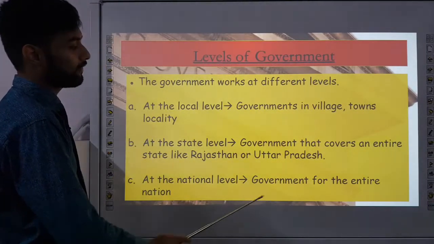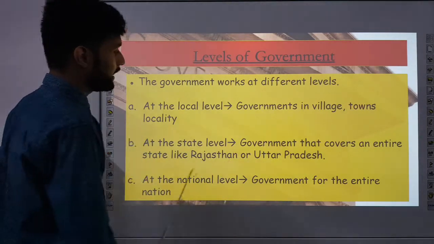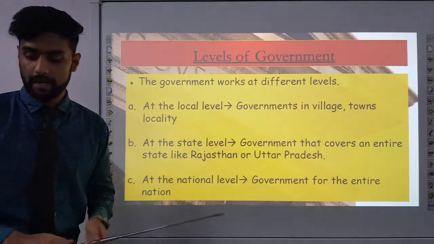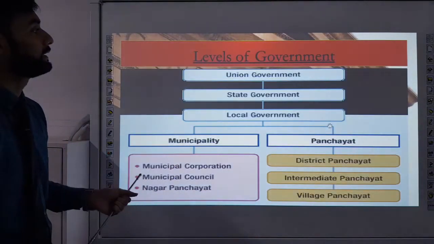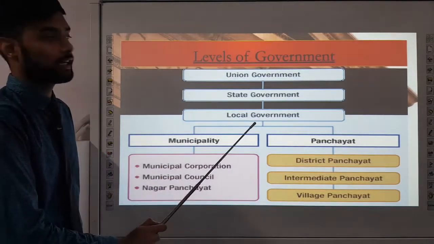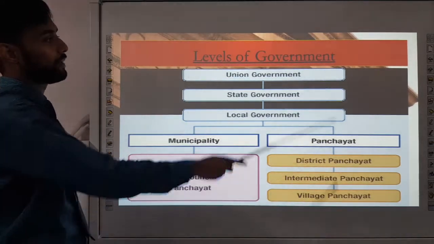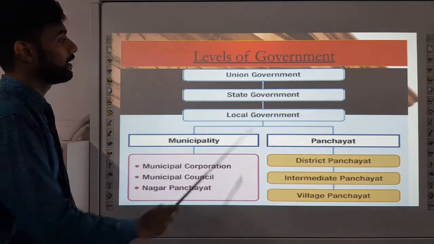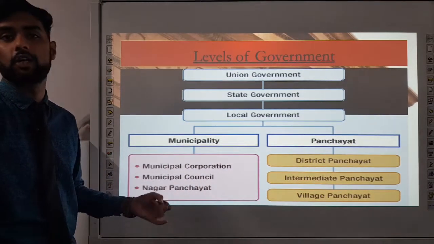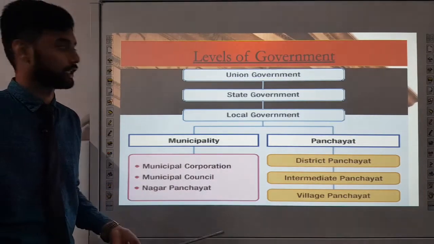Then at the national level, we have the government for the entire nation. Means the national level government takes care of the entire nation, okay? I'll explain it to you by this chart. See, the national government is called the union government or the central government, and it takes decisions on behalf of the entire nation, okay? Then we have state governments. For example, different states have different governments, Rajasthan government, Bihar government or Maharashtra government.